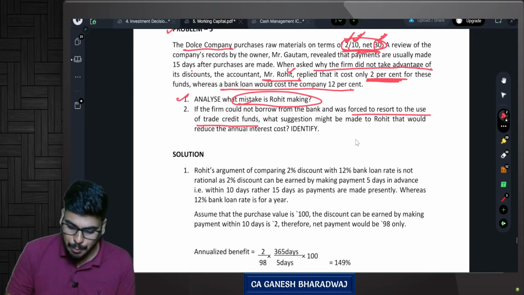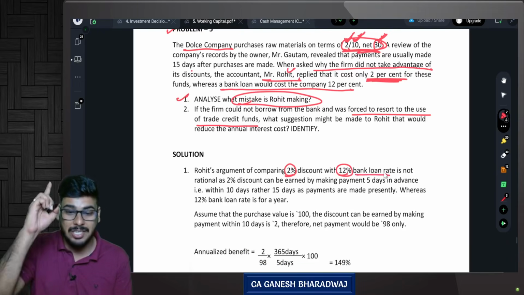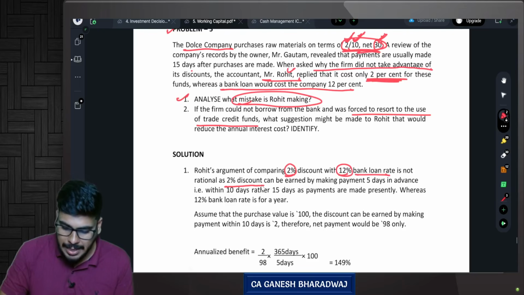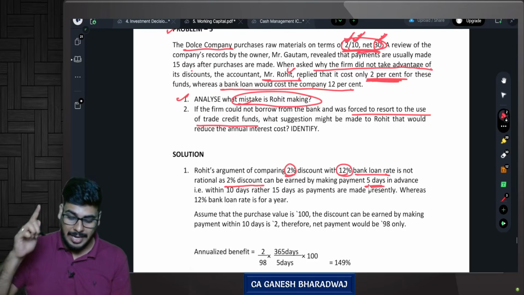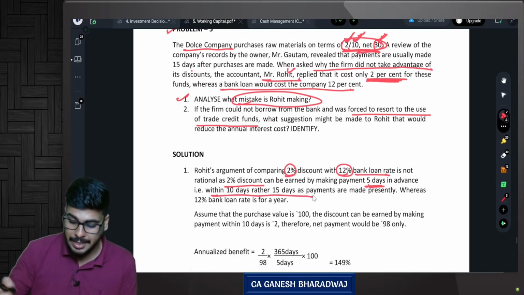So Rohit's argument of comparing the 2% discount with the 12% bank loan rate is not rational, as the 2% discount can be earned by making the payment 5 days in advance, that is, within 10 days rather than 15 days, right?